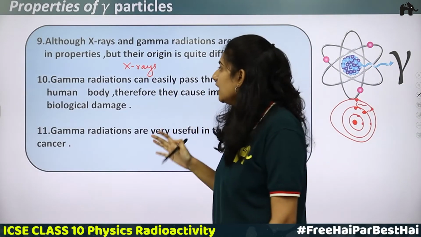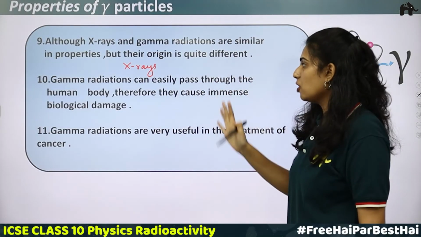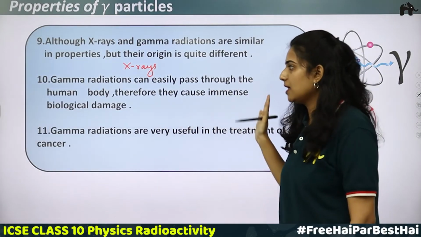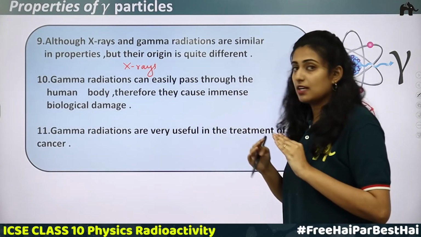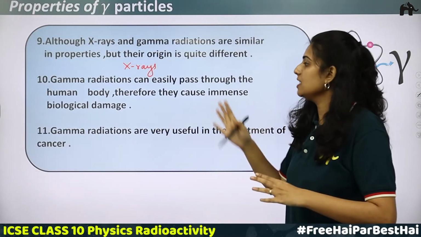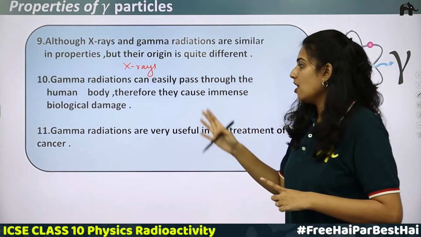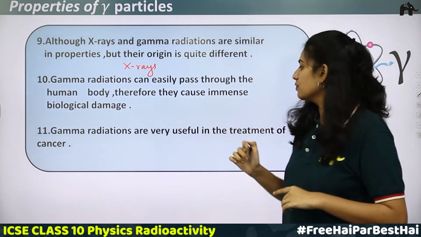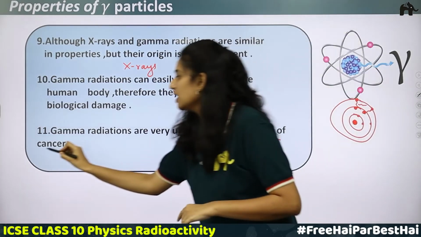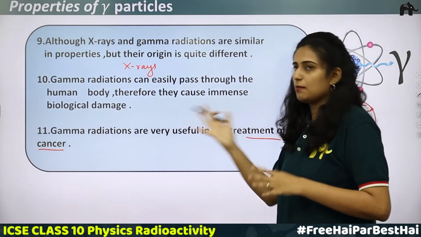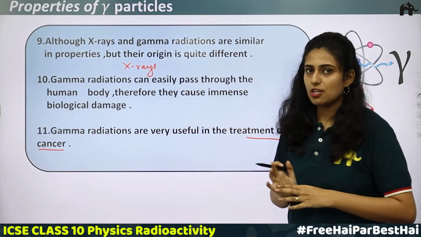Next, gamma radiations can easily pass through the human body, therefore they cause immense biological damage. In comparison, alpha doesn't cause much damage, beta causes damage, and immense damage is caused by the gamma radiations. Also, these gamma radiations are very useful in the treatment of cancer. For treatment of cancer, which radiation is used? Alpha, beta or gamma? Gamma radiations are used for the treatment of cancers.